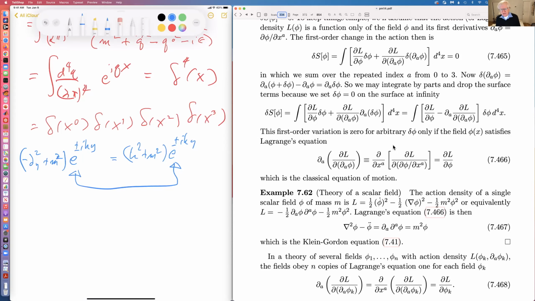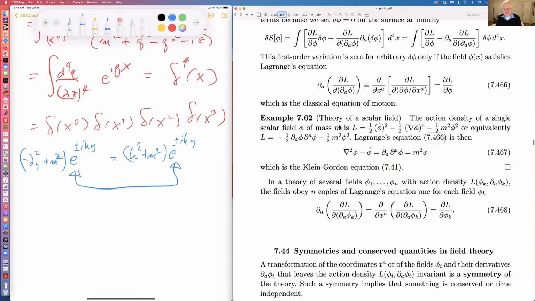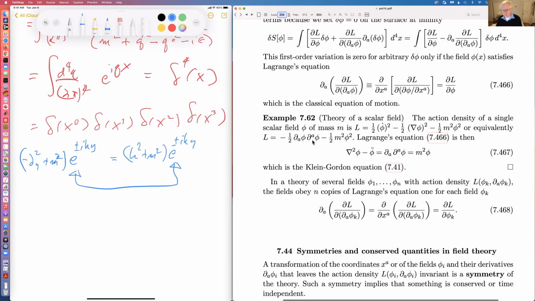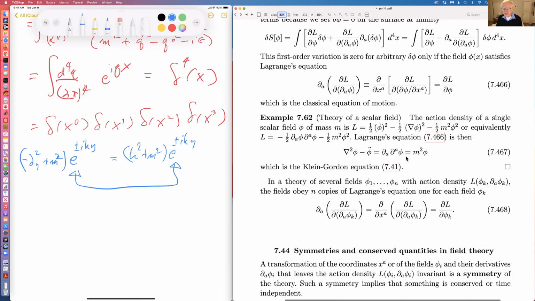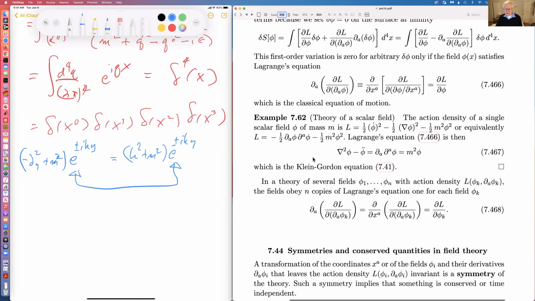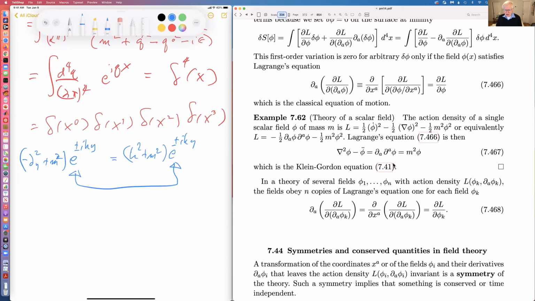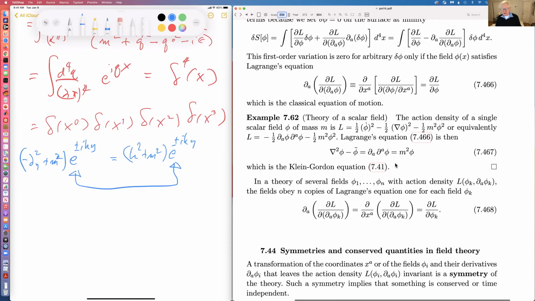We talked about that in the beginning of chapter 6. And in particular, if you have a single scalar field, the action density looks like this, or in more elaborate notation, it looks like that. Anyway, Lagrange's equations then are like this. In other words, the second derivatives of the field is equal to m squared times the field. And this is the Klein-Gordon equation. I should have said the beginning of chapter 7, not the beginning of chapter 6.